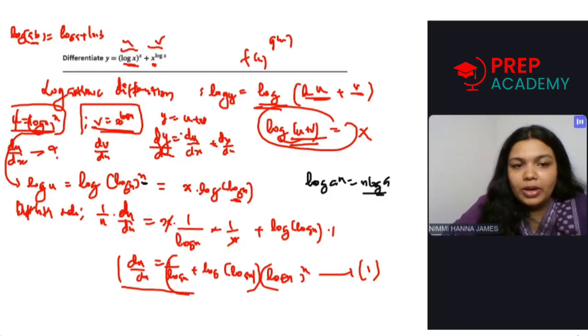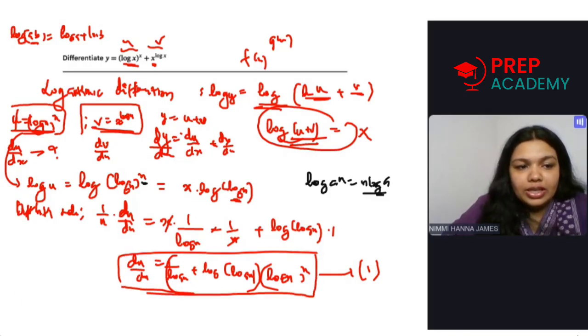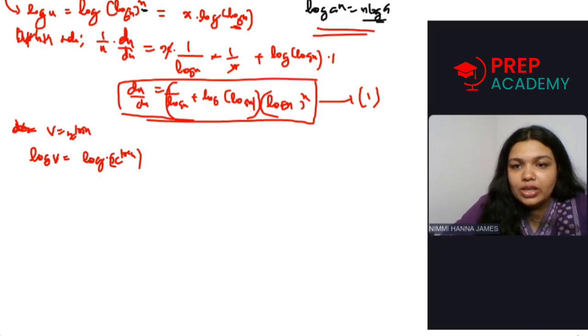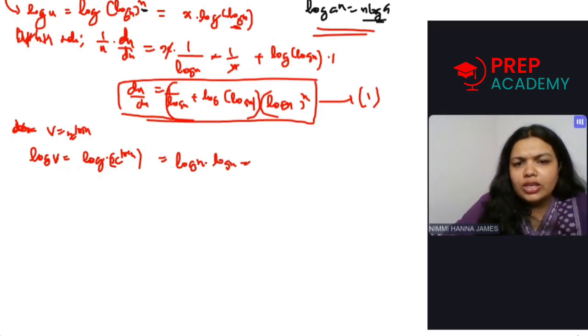So now we got du by dx. Now we are going to find dv by dx. So for that we have v is equal to x raised to log x. So taking logarithm on both sides, we can write log v is equal to log x raised to log x. So using the same rule of log a raised to n is equal to n log a, what we're doing is putting this log x down. That is log x into log x. Log x into log x means log x the whole square.